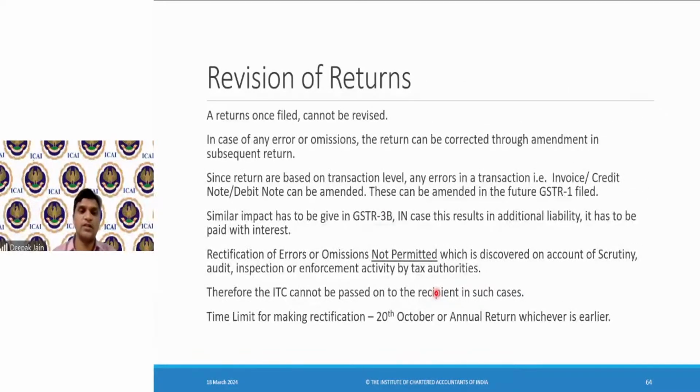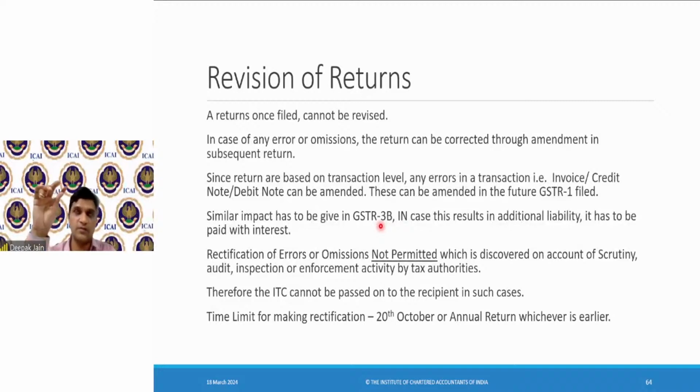Now, revision of returns. We were saying that returns filed cannot be revised. In case of any errors and omissions, the return can be corrected through an amendment in the subsequent return. Since returns are based on transaction levels, any errors in a transaction, that is an invoice, a credit note, or debit note, can be amended. These can be amended in the future GSTR1 filing. Similar impact has to be given in GSTR3B.